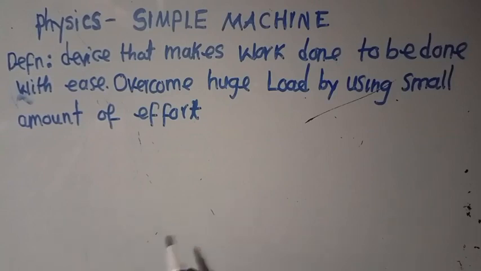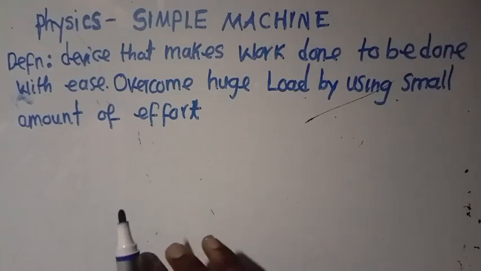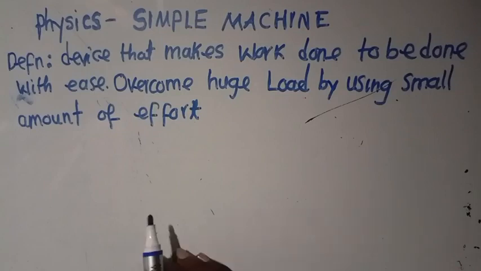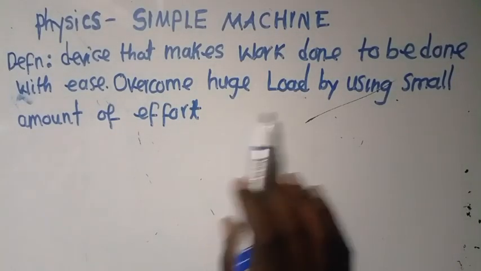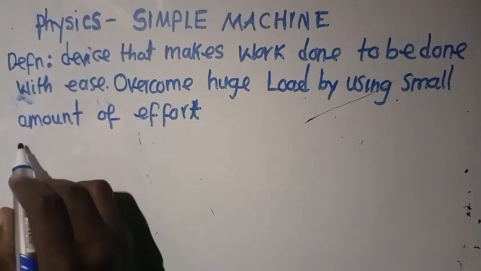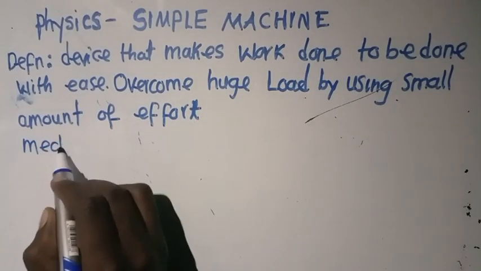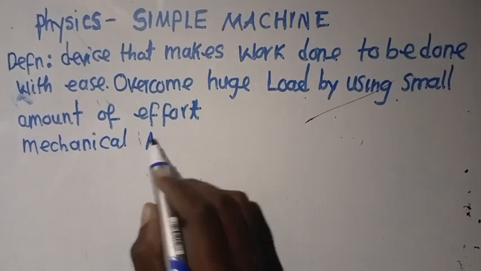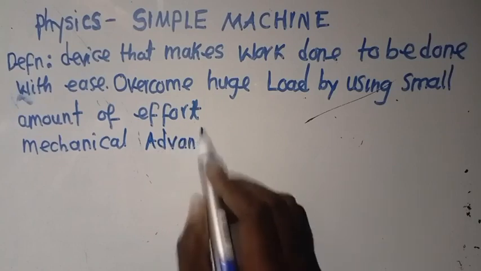So this is what we need to know. This is what we need to get and understand. A machine is going to overcome a huge load by using a small amount of effort. So even as we get to explain this, there are certain things that you are supposed to know and understand. Some of the terms that I'm going to be mentioning here will be something like mechanical advantage. This one, I'll be talking about this one. So these are things that you are supposed to know.